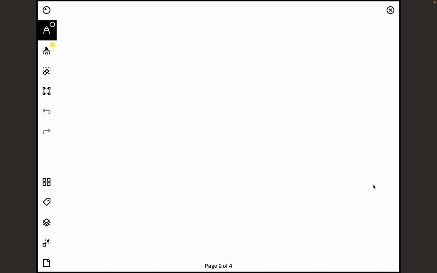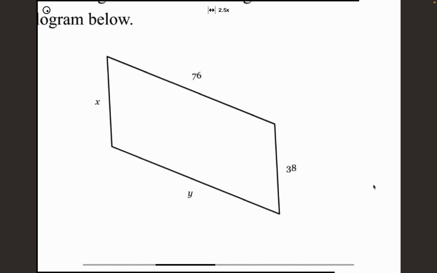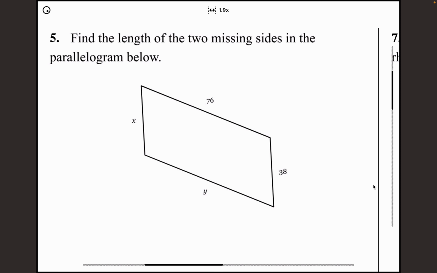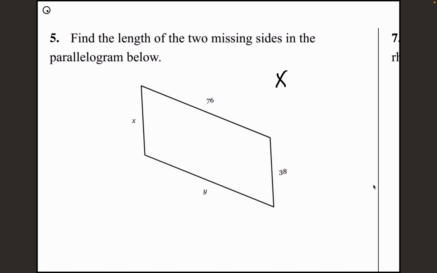Let's look at some examples. This one says, what are the two missing sides of this parallelogram? Let's find x first. What's x going to be? It's going to be 38, because those two sides are congruent. What's y going to be? 76, because those two sides are going to be congruent.